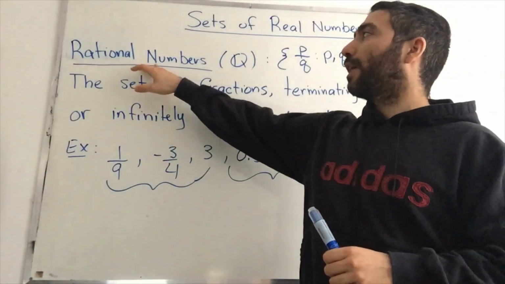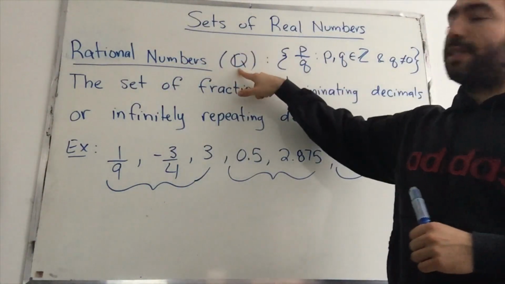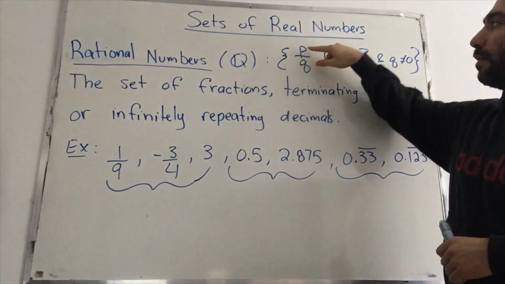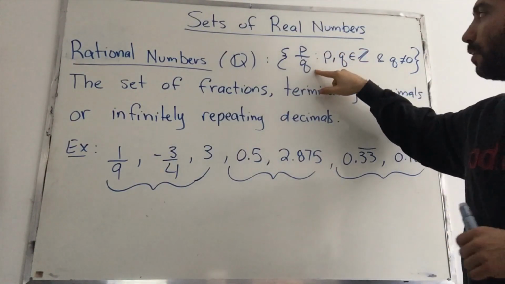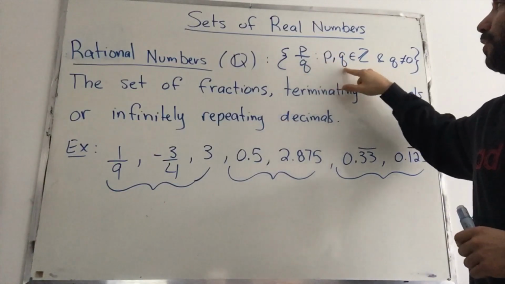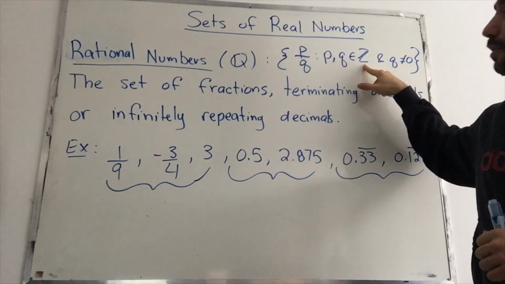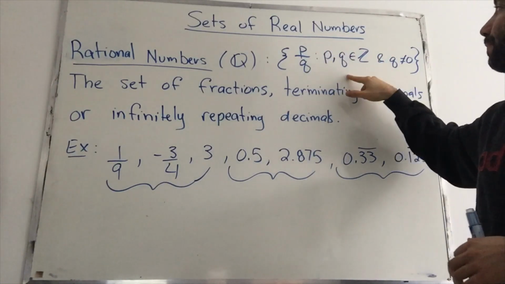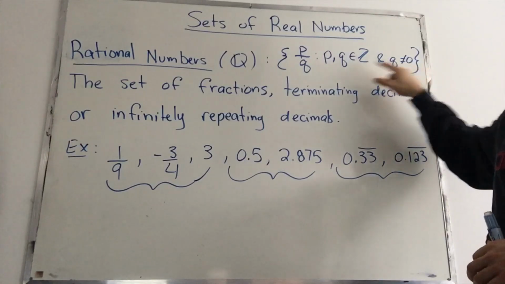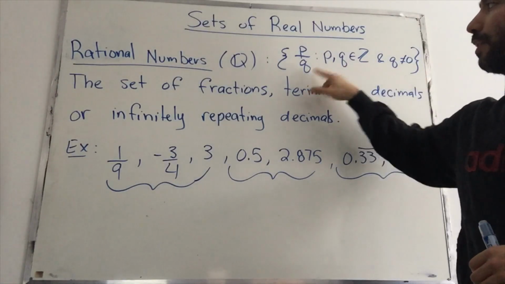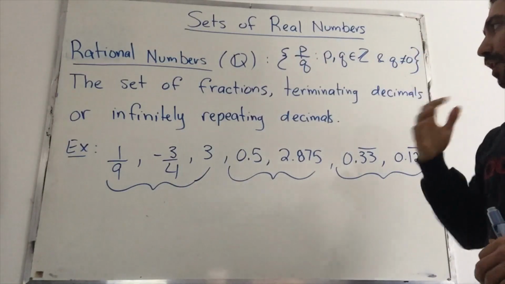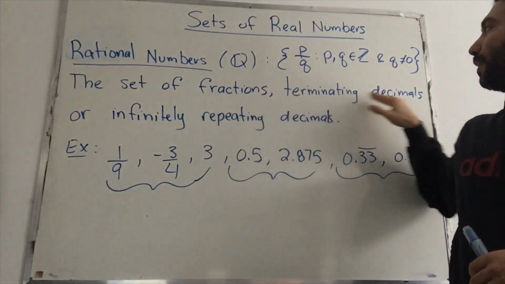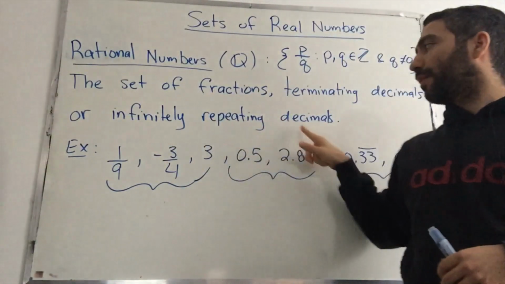So next we have the set of rational numbers, which we denote as boldface Q. Formally we could write it as the set of p divided by q, such that p and q belong to Z. This is saying that p and q are integers. They could be positive or negative, it doesn't matter. But q also cannot be 0, so you cannot divide by 0. This is the formal definition, but more informally, think of it as the set of fractions, terminating decimals, or infinitely repeating decimals.